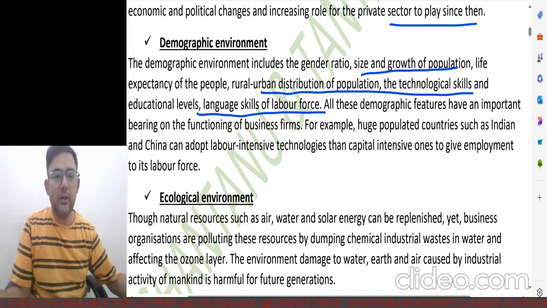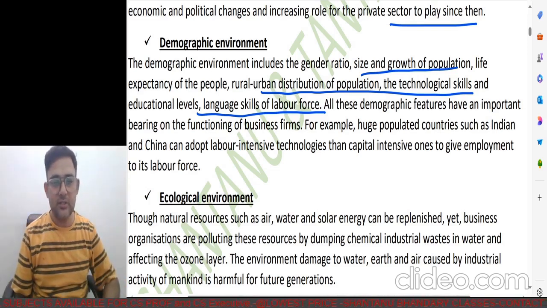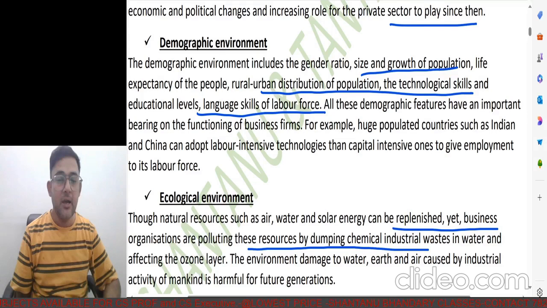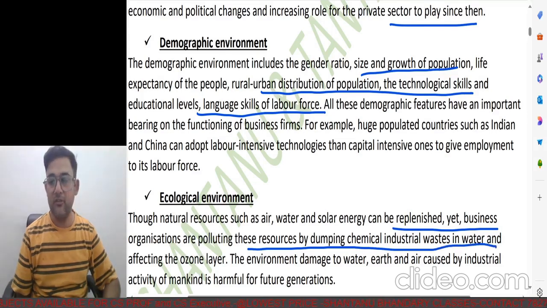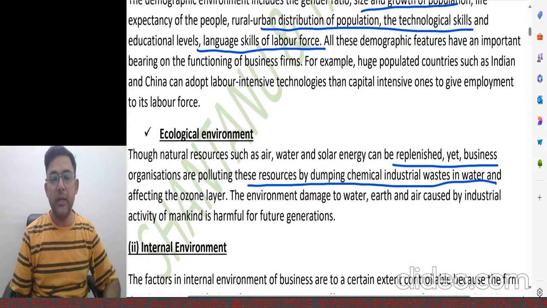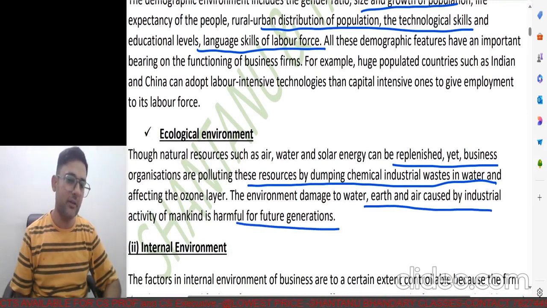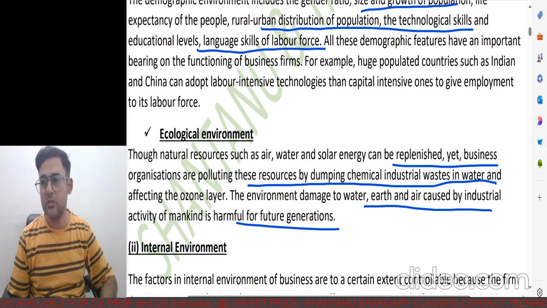Ecological environment, meaning the natural resources such as air, water, and solar, can be replenished, yet business organizations are polluting these resources by dumping chemical industrial waste in water and affecting the ozone layer. The environmental damage to the water, earth, and air caused by the industrial activity of mankind is harmful for future generations.